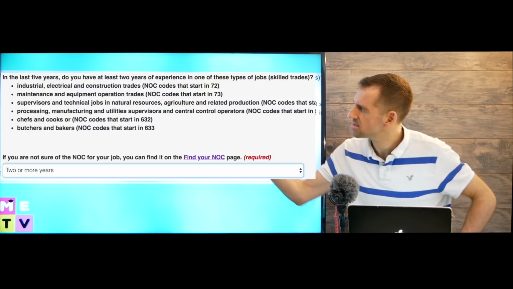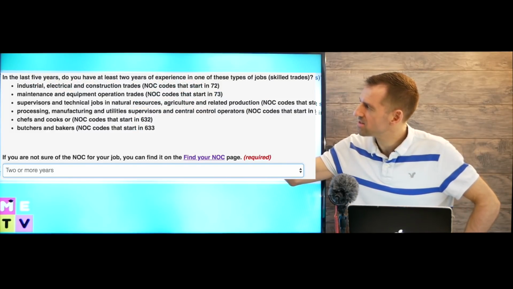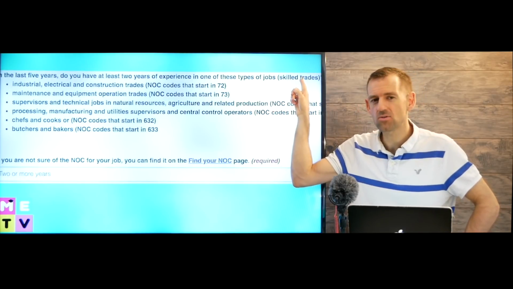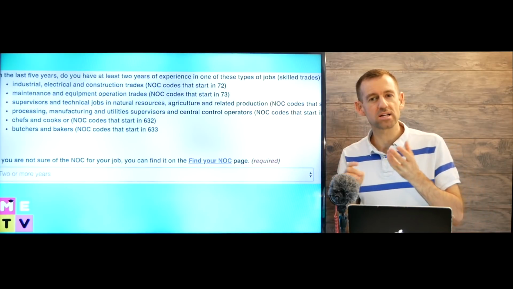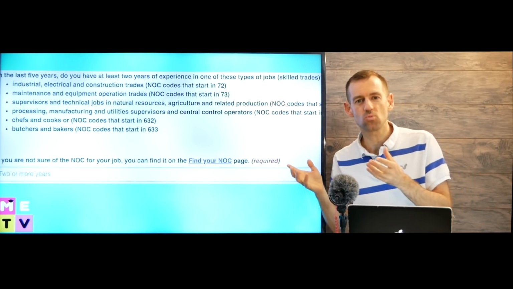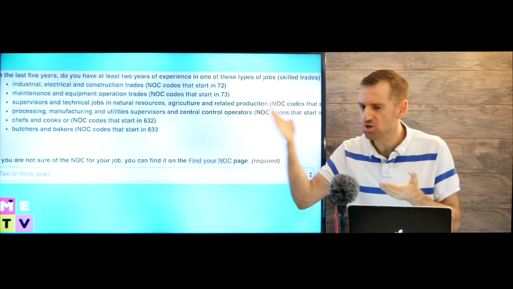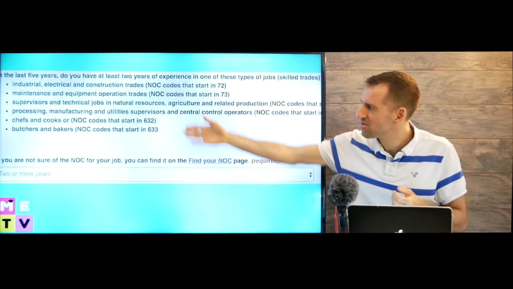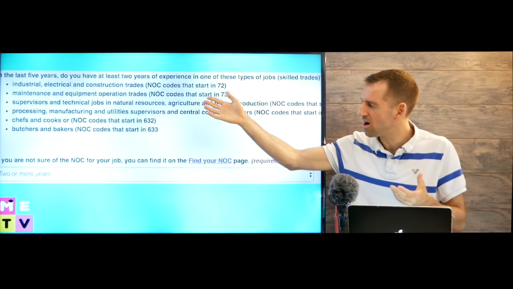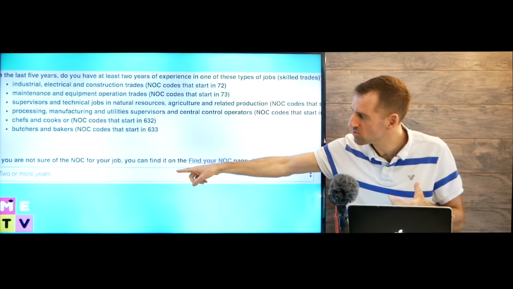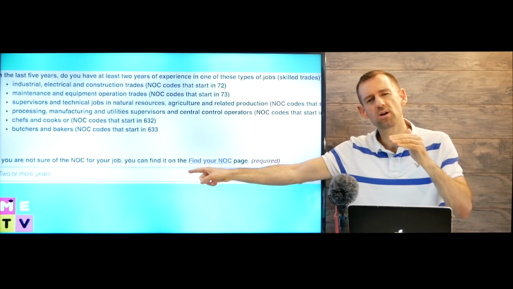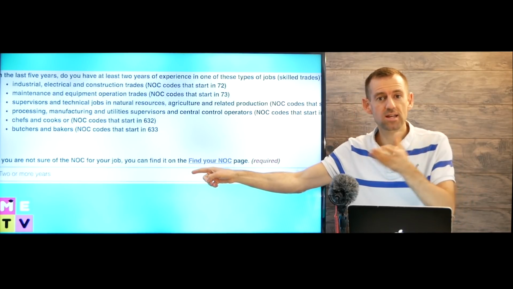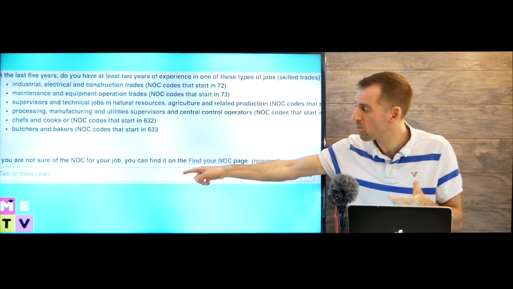Okay, and then it says, in the last 5 years, do you have at least 2 years of experience in one of these types of jobs? These are called skilled trades. Like if you are an electrician, or a construction worker, or a butcher. A butcher is a person who cuts meat, or a baker. So if you're one of these types of skilled jobs, then you can either choose yes, you have 2 or more years, or no, you don't have 2 or more. Let's say you worked as a butcher in India. Okay, so yes, you do have 2 or more years.